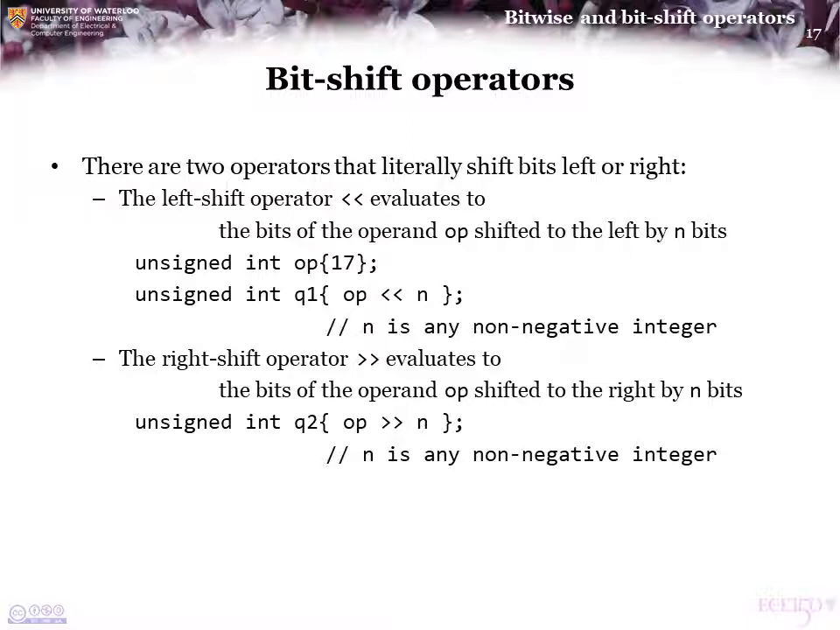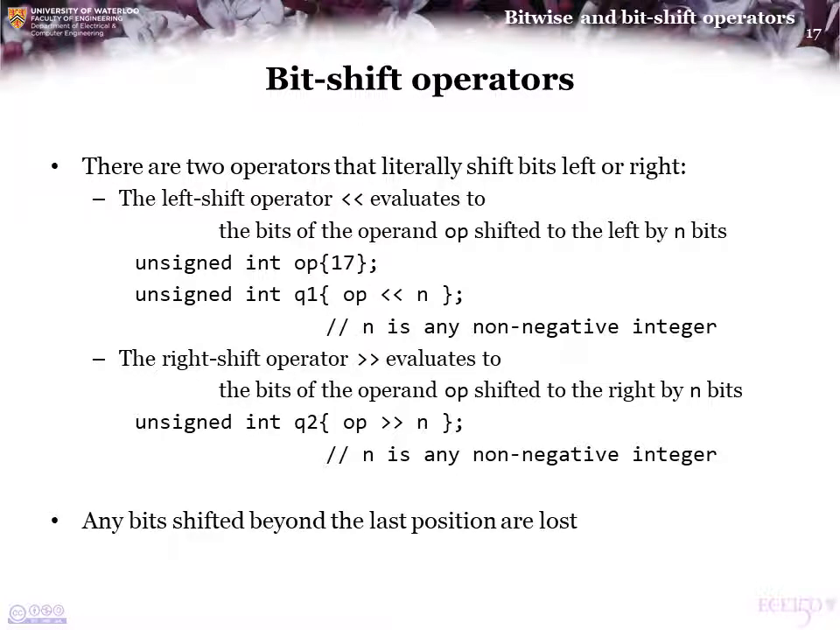The right shift operator does the same, except it moves the bits to the right. And once again, n must be a non-negative integer. A left shift of -3 bits is not a right shift of 3 bits.